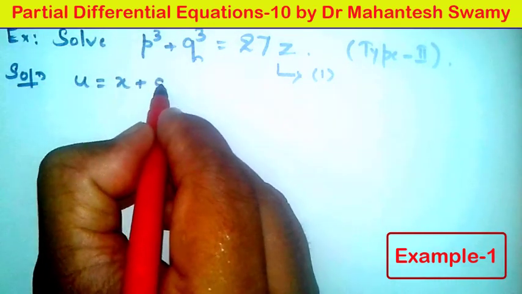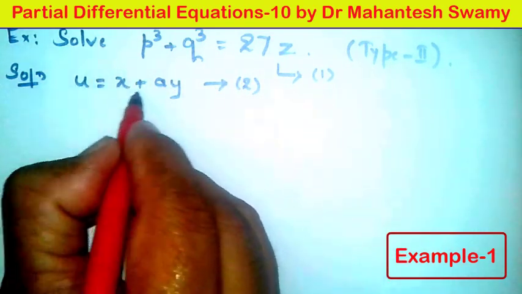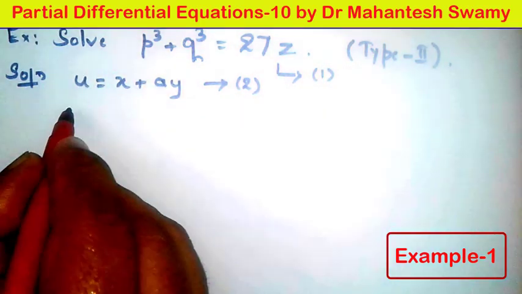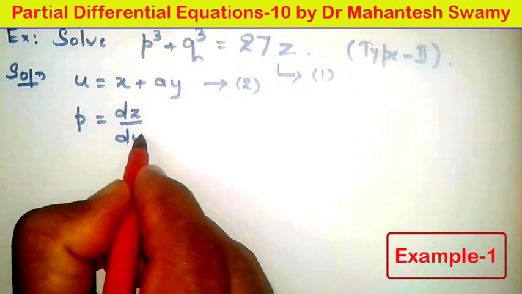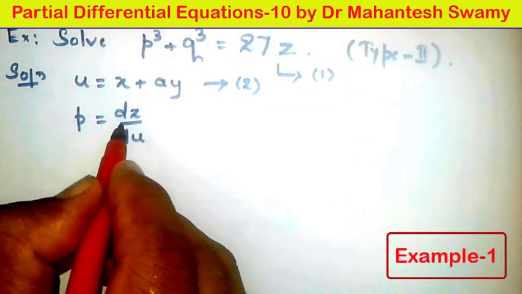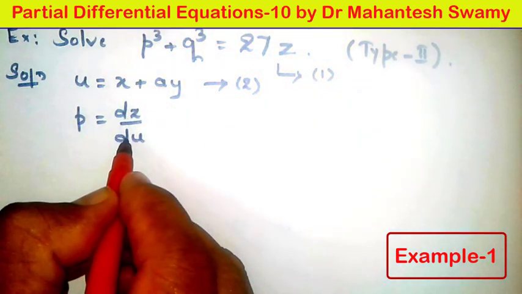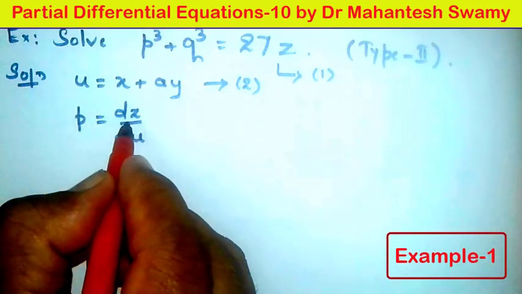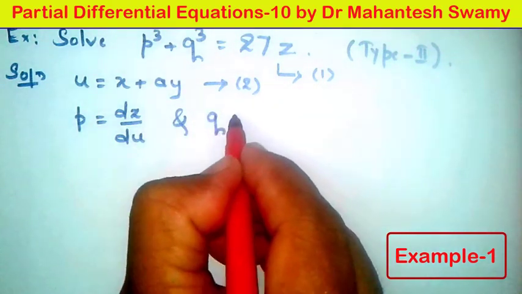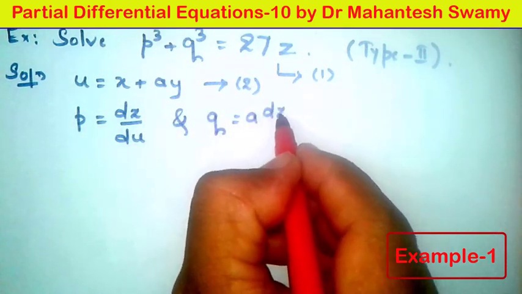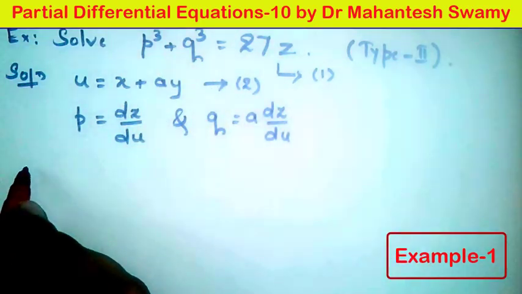So this is an important substitution, x plus ay, we have to take, and in the previous video I explained that if we do this substitution, the value of p becomes dz by du. In fact, the value of p is dou z by dou x, that by using the chain rule can be written as dz by du after simplification. Please watch the previous video for the explanation regarding that. And the value of q becomes a into dz by du. So we have to substitute these two things into the given PDE 1.